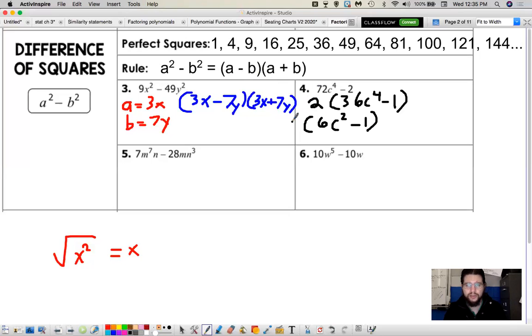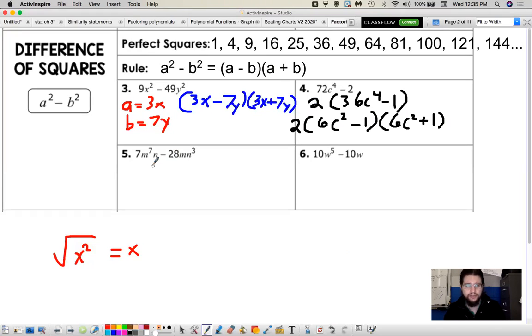Don't forget to keep this 2 on there. Your GCF needs to stay out front. And we also have a plus b. So it's just these exact two things right here, but with a plus sign between them. Okay. Next on the list, we have number 5.